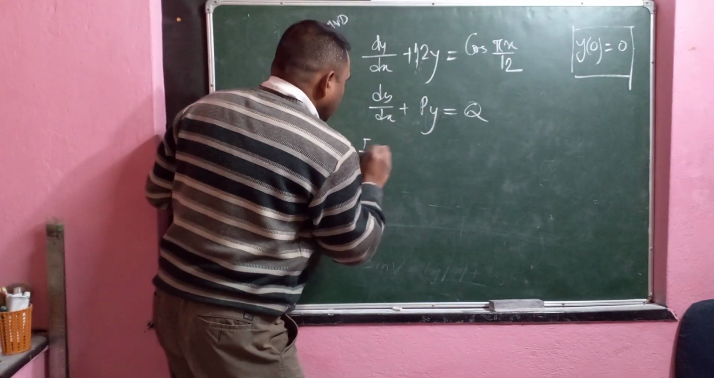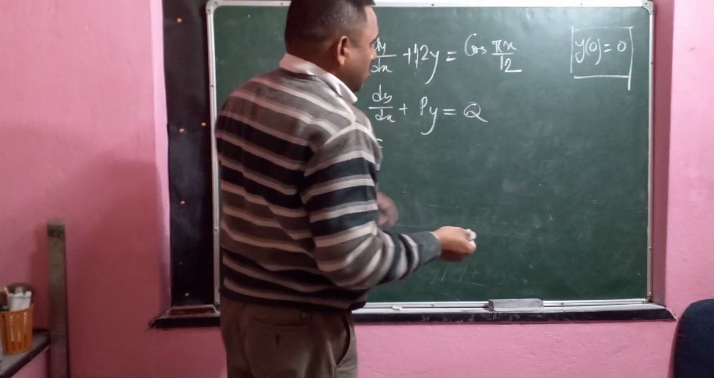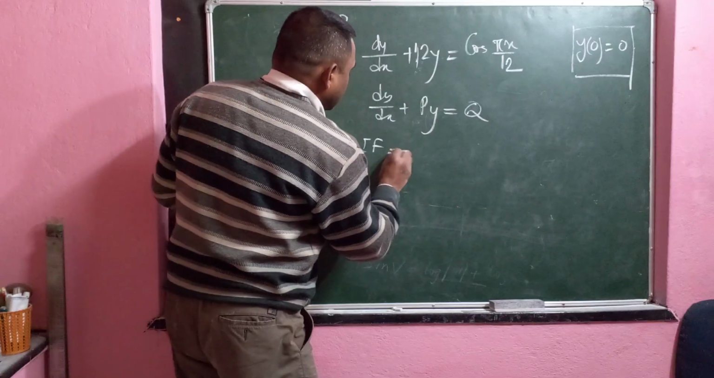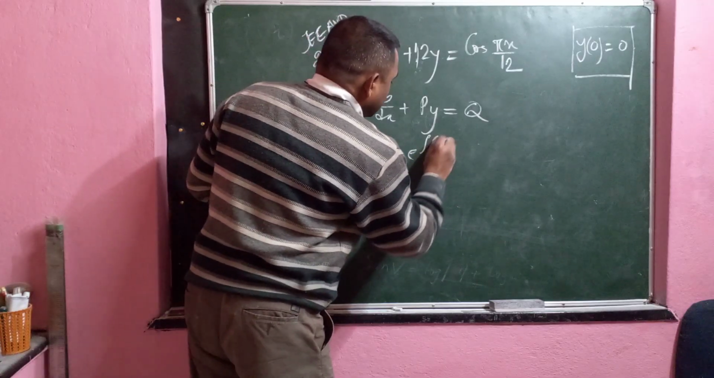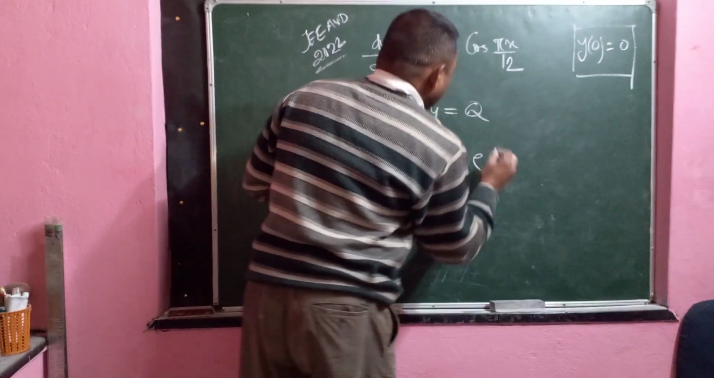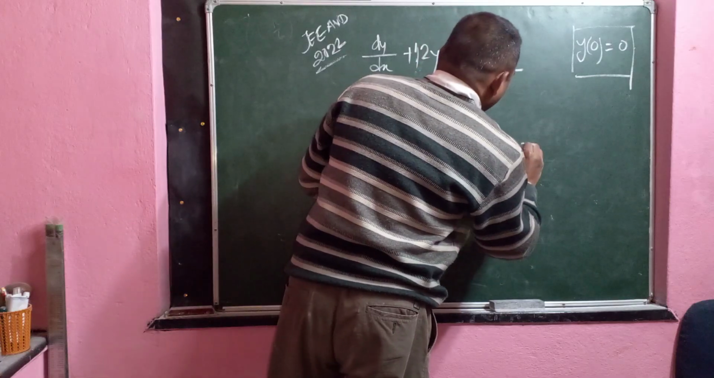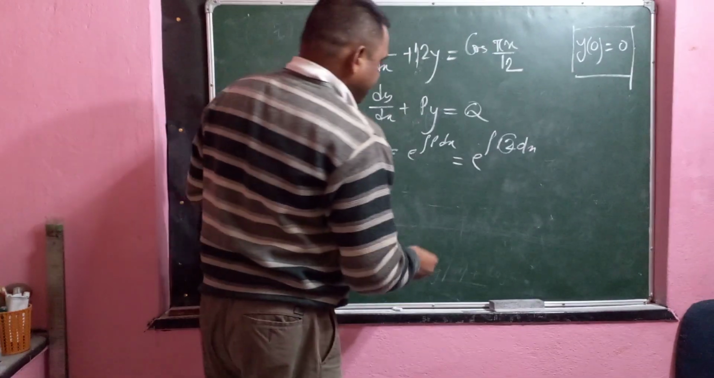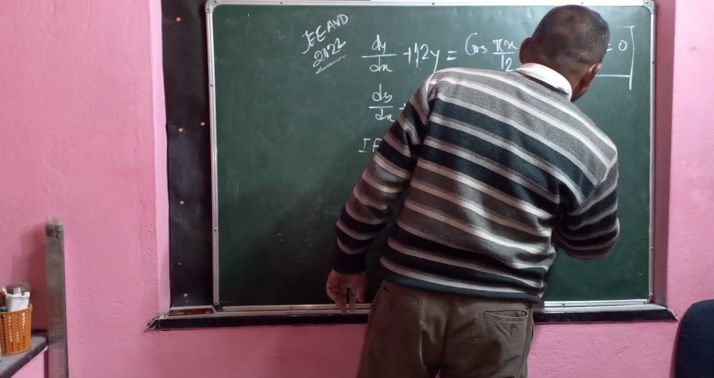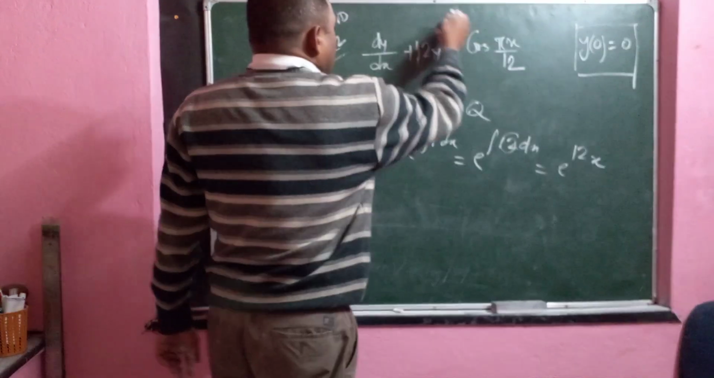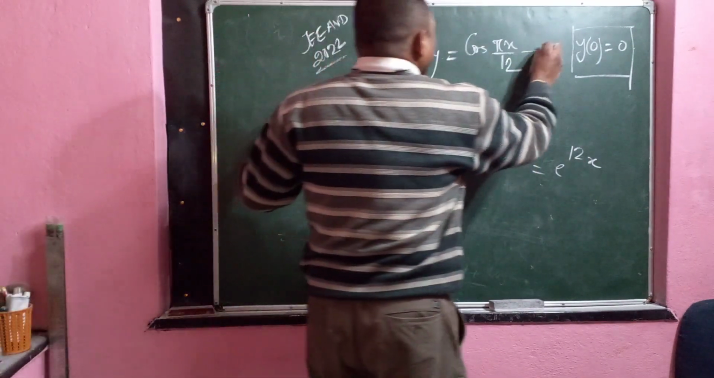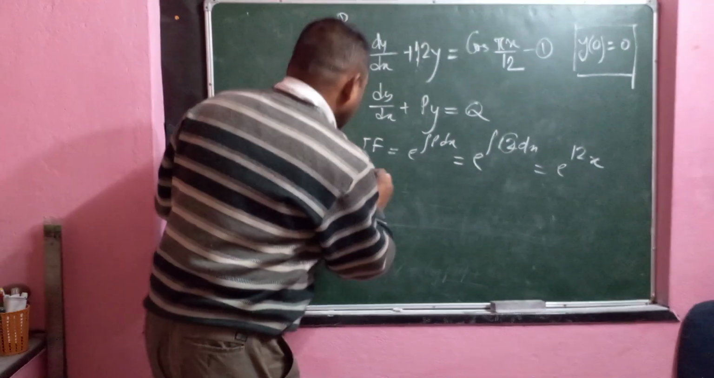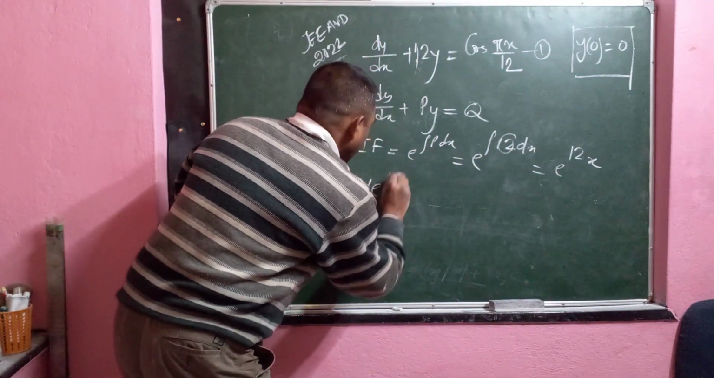So first you have to calculate the y function by the integrating factor, e to the power integration of P dx. So that is e to the power integration of 12 dx. 12 is your P, so e to the power 12x. Now multiply equation 1 with the integrating factor. So y e to the power 12x.